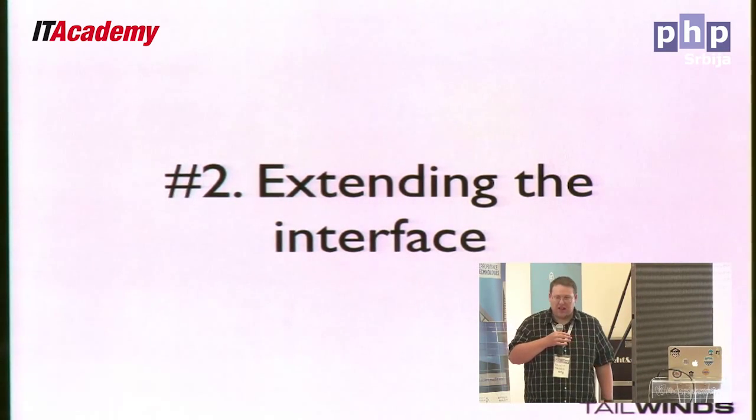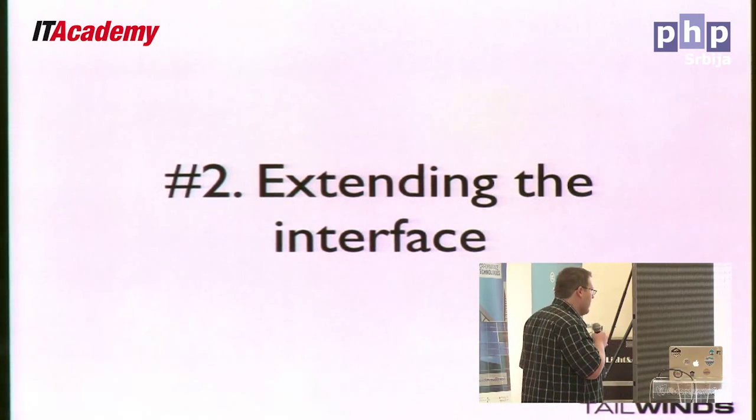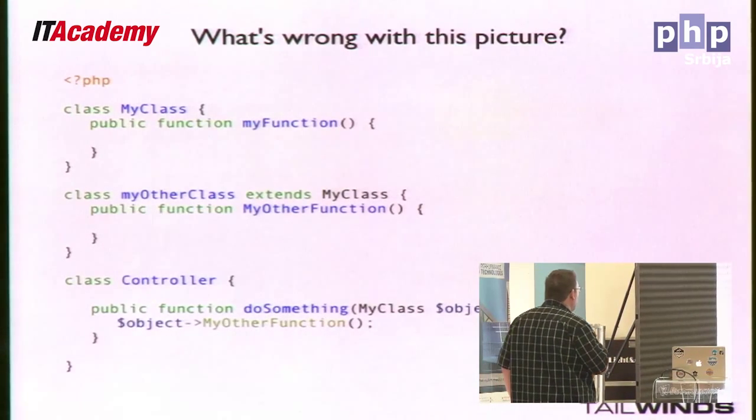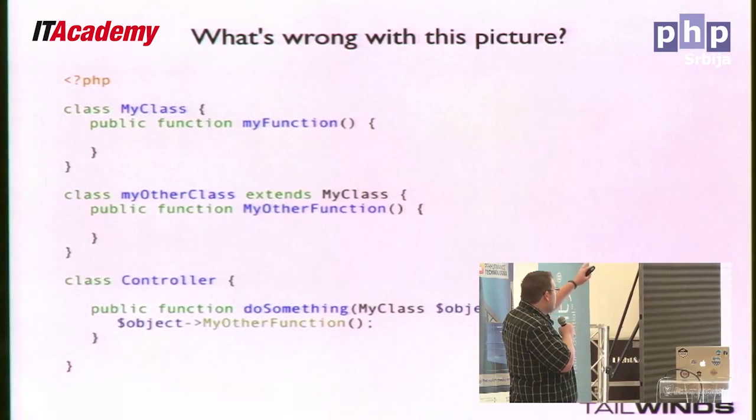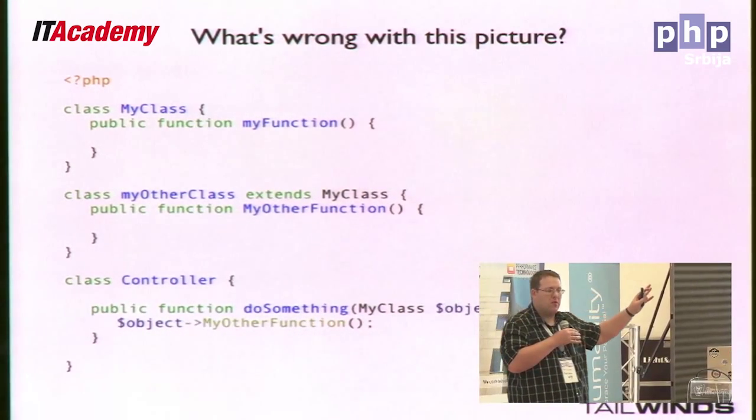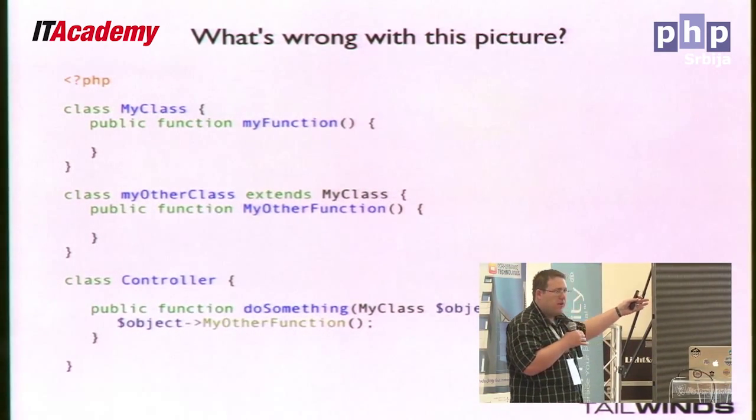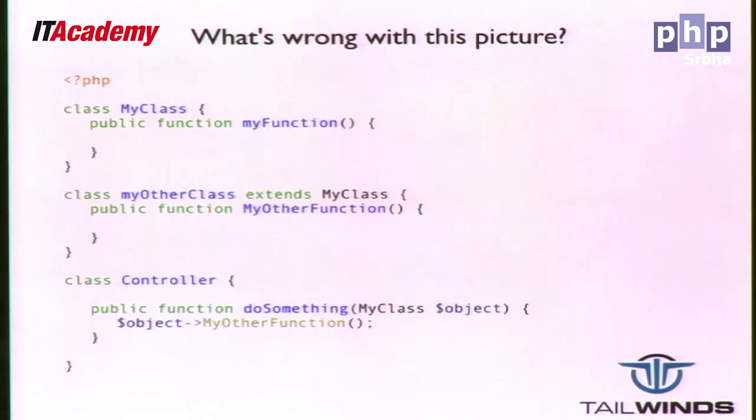The number 2 mistake I see pretty often is that developers will extend the interface that they've designed. And this is what I mean by that. I have 2 classes here. The top one, called MyClass, has one method in it. And the bottom class extends the first one and adds a new method.